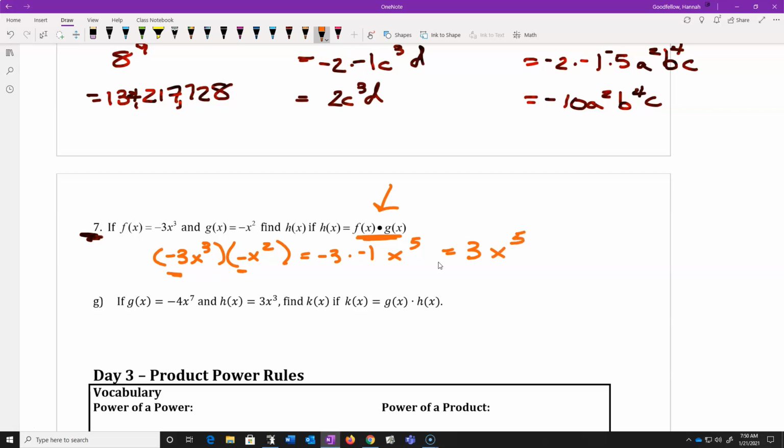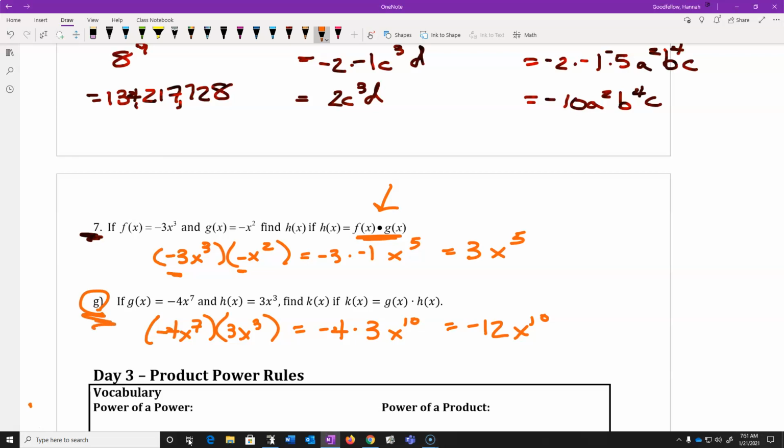Okay? Try letter G on your own. See whether or not you can pull that one off. I'll pause for a few minutes and you can see if you can get it right. All right, check that letter G answer out. Ooh, my favorite letter, letter G. And see if you got that answer correct. Again, the two coefficients times each other right there in the front. Added the exponents because that's a multiplication. We should add exponents, so negative 12x to the 10th.